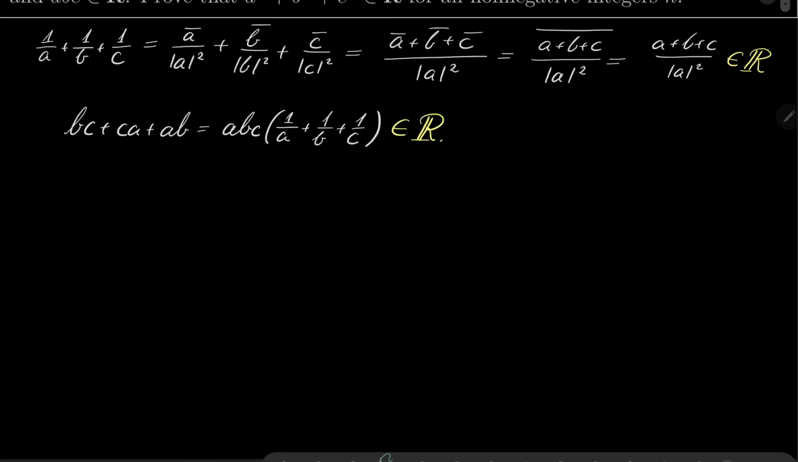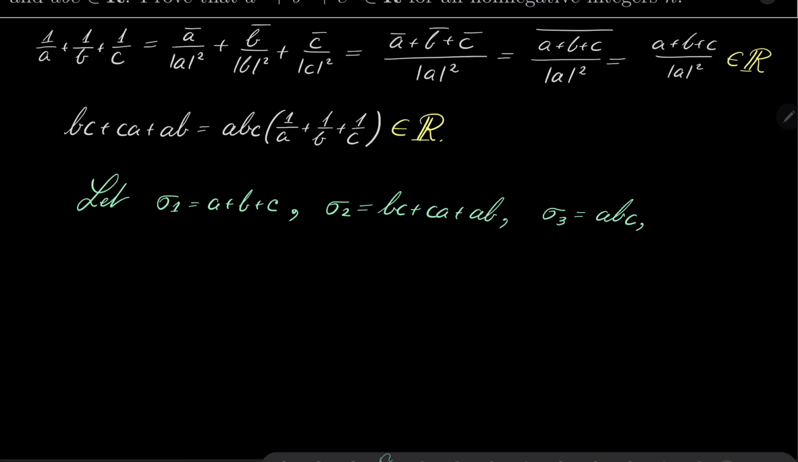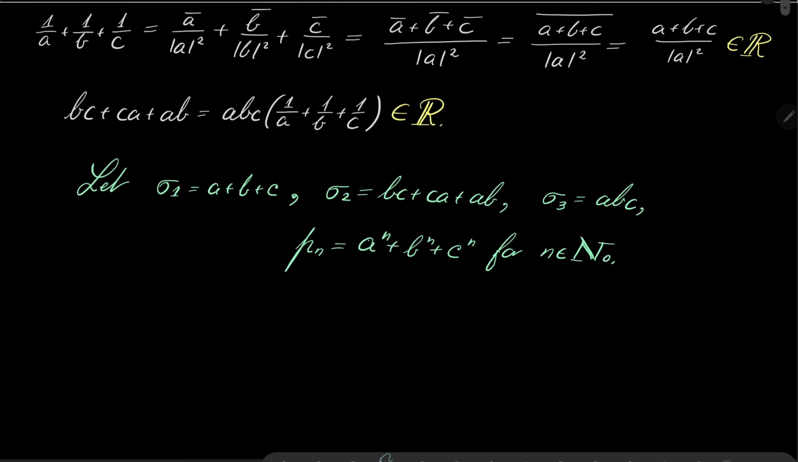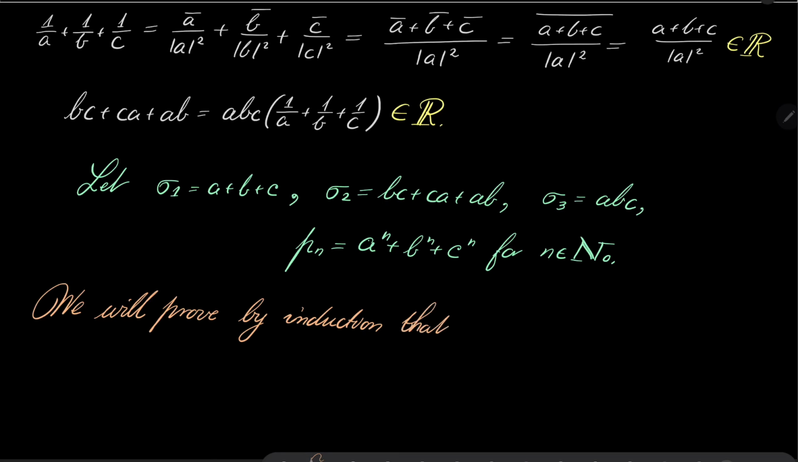Alright, so now let sigma 1 be a plus b plus c, sigma 2 be equal to bc plus ca plus ab, and let sigma 3 be equal to abc, and let p of n be equal to a to the power of n plus b to the power of n plus c to the power of n, for any natural number n from 0. We will prove by induction that for any non-negative integer n, Pn is a real number.